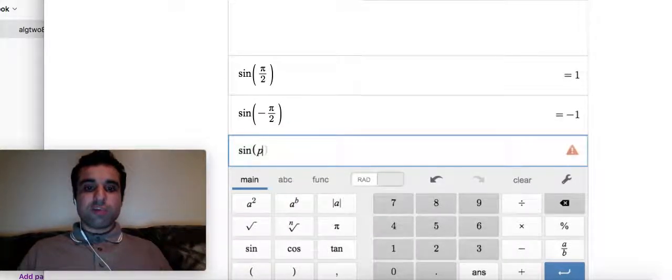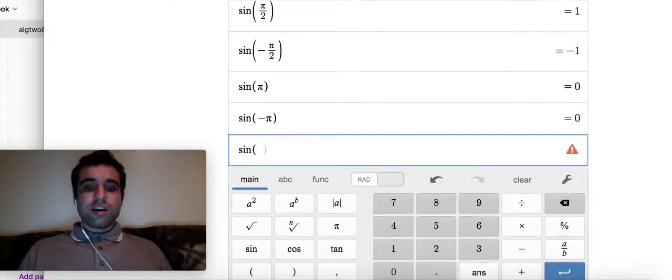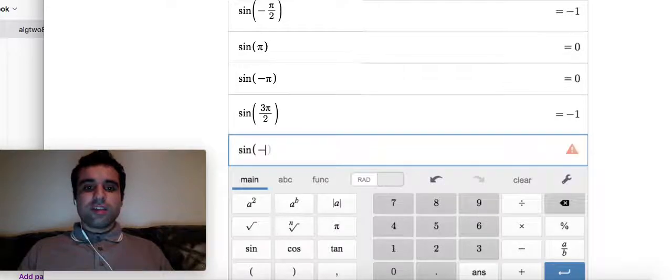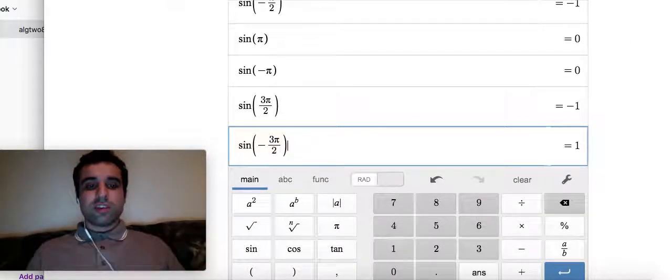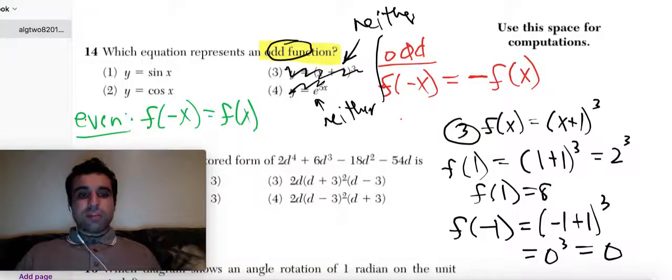Let's say we do sine of pi is 0. Sine of negative pi then should also be 0, whether it's even or odd. Sine of 3 pi over 2 is negative 1. Sine of negative 3 pi over 2 is positive 1. So changing the sign of the input changes the sign of the output to the opposite. So sine is an odd function, and that's all we got to do, guys.